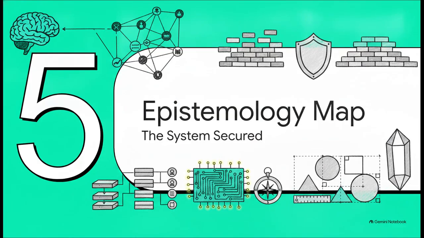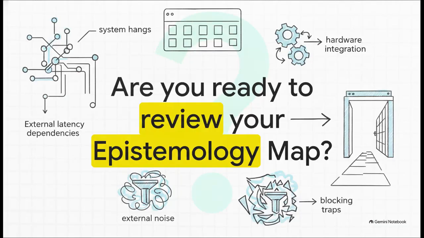Section 5. Activating your epistemology map. The system secured. So, we've gone from overfitting biological axioms to physical hardware compilation and establishing perimeter defense. Based on the culmination of the 6, I want you to consider your own system hangs and external latency dependencies. Look closely at how you process validation and external noise. Seeing how this architectural blueprint successfully bypasses those blocking traps, you really have to ask yourself, how does your own neural codebase handle latency? And are you finally ready to review your own structural rewrite inside your studio panel?